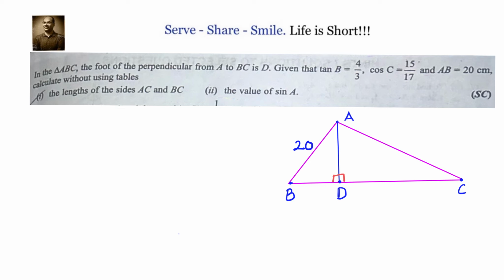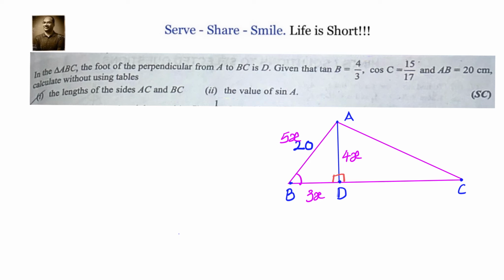Now first let's look at the triangle ABD. We have been given tan B equals 4 by 3. Let's write down tan B equals 4 by 3. So I can say this is 4x, this is 3x, then this will be by Pythagoras theorem 5x.